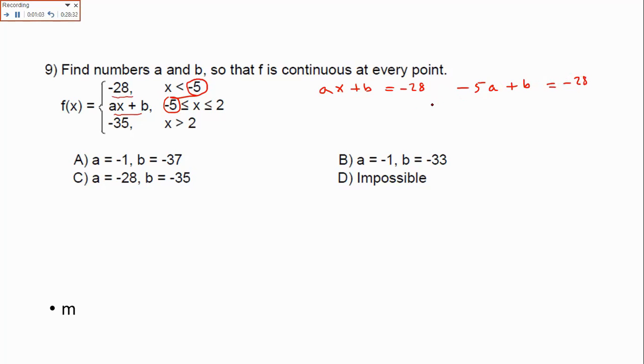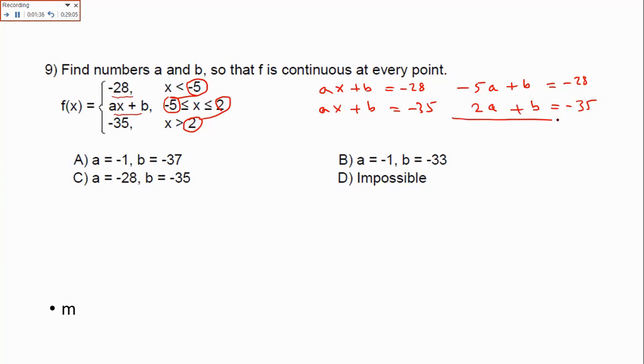And let's take the other connection. The second connection is these two, right? So we can take ax plus b equals minus 35, and now we replace x by 2. So it will be 2a plus b equal to minus 35, right?